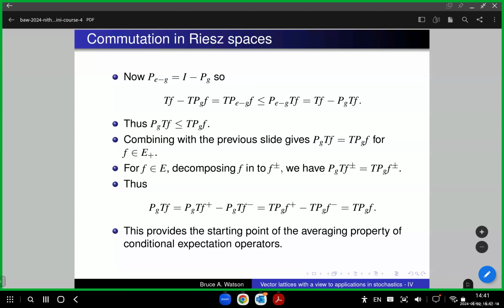So we can apply it for a general F in E. We can apply it to F plus and F minus. We split them up, and we recombine them. And this gives us that PTF is equal to TPF. So we have the commutation property. And why is this important? This is the very first of the building blocks of what are known as averaging properties for conditional expectation operators.